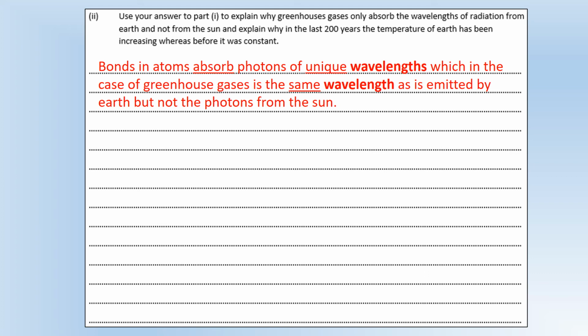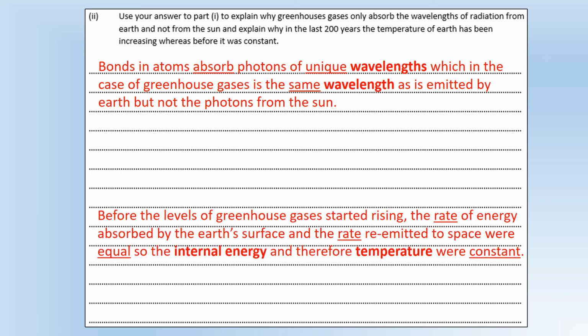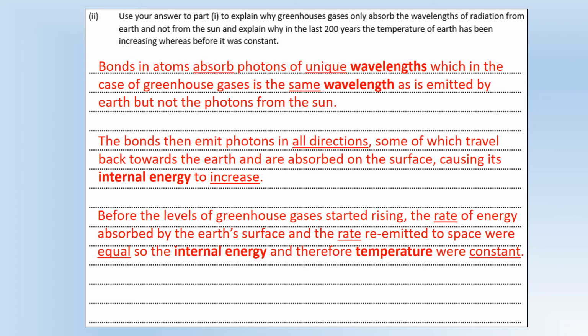So they only absorb certain wavelengths, which in the case of greenhouse gases is the same wavelength as is emitted by the Earth, but because the photons or the waves from the sun are a shorter wavelength, they are not absorbed by greenhouse gases. So the bonds then re-emit photons in all directions, kind of the same way excitation and de-excitation works, some of which are going to go back towards the Earth and be absorbed by the surface, and that's going to make the internal energy increase if you're absorbing photons.